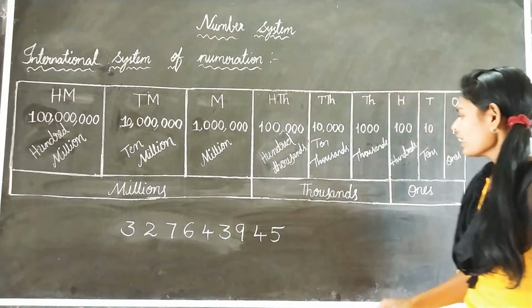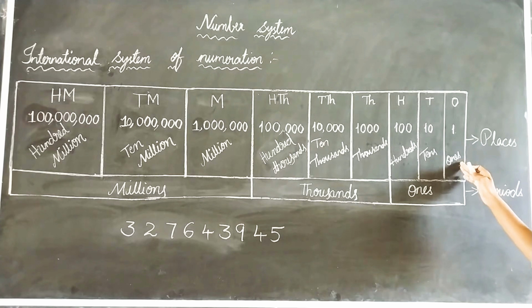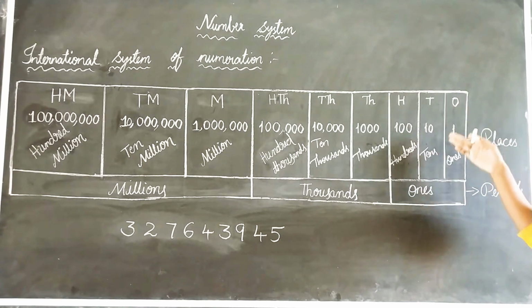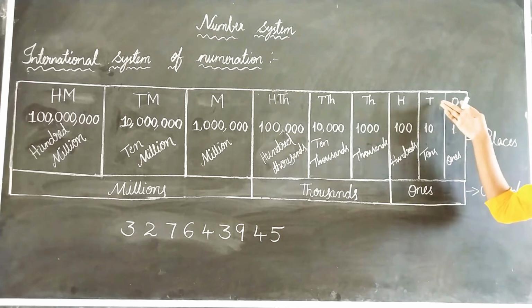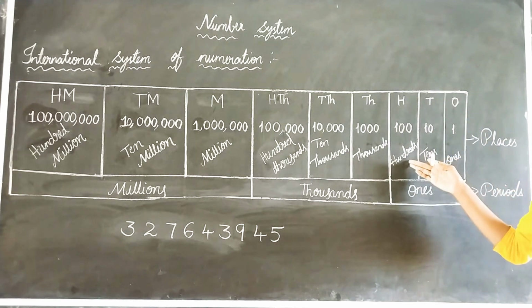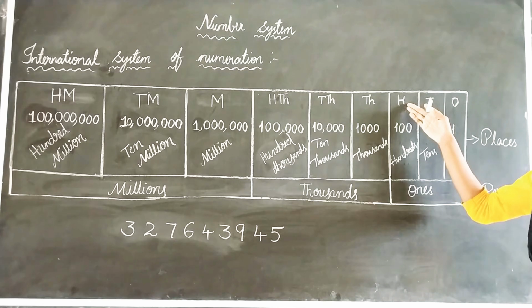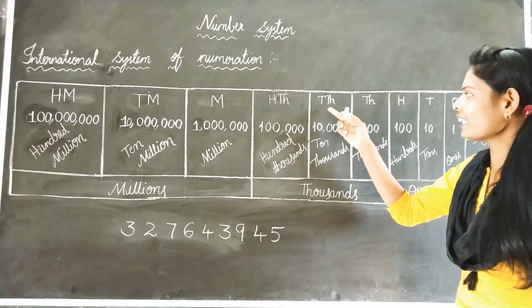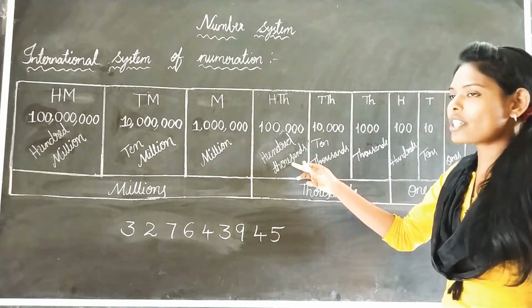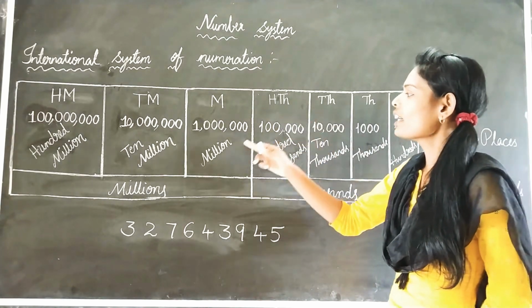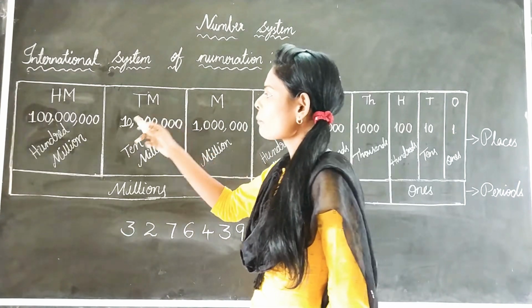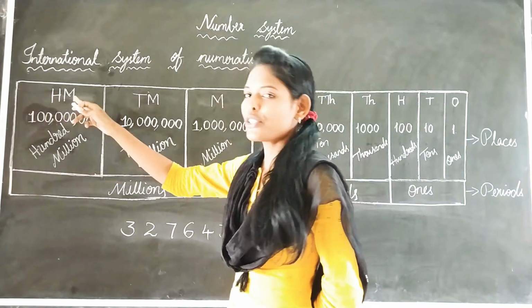Children, here ones can be represented as O. Tens can be represented as T. Hundreds can be represented as H. Thousands with TH. Ten thousands with TTH. Hundred thousands with HTH. Million with M. 10 million with TM. 100 million with HM.